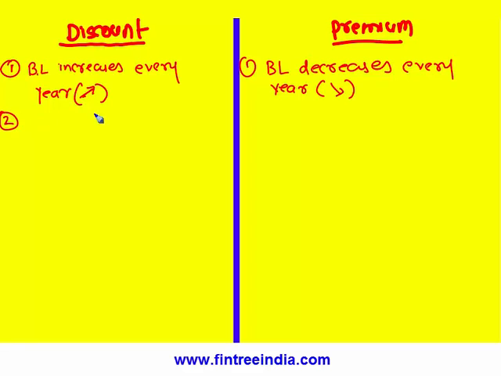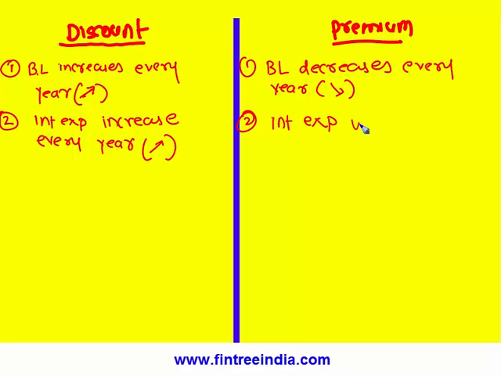Second, because your bond liability is increasing every year, if your liabilities increase, interest expense will increase. Interest expense will increase every year. Upward sloping arrow. Interest expense in the premium section will decrease every year. Downward sloping arrow.